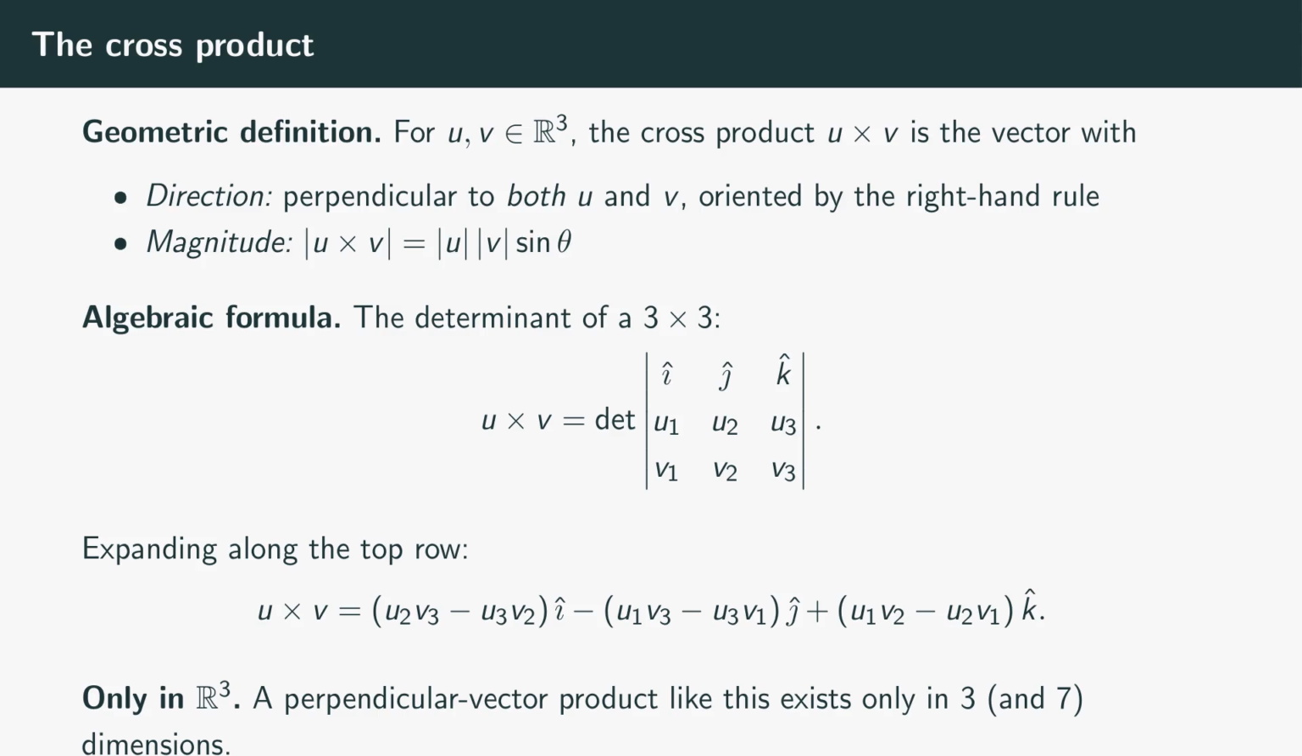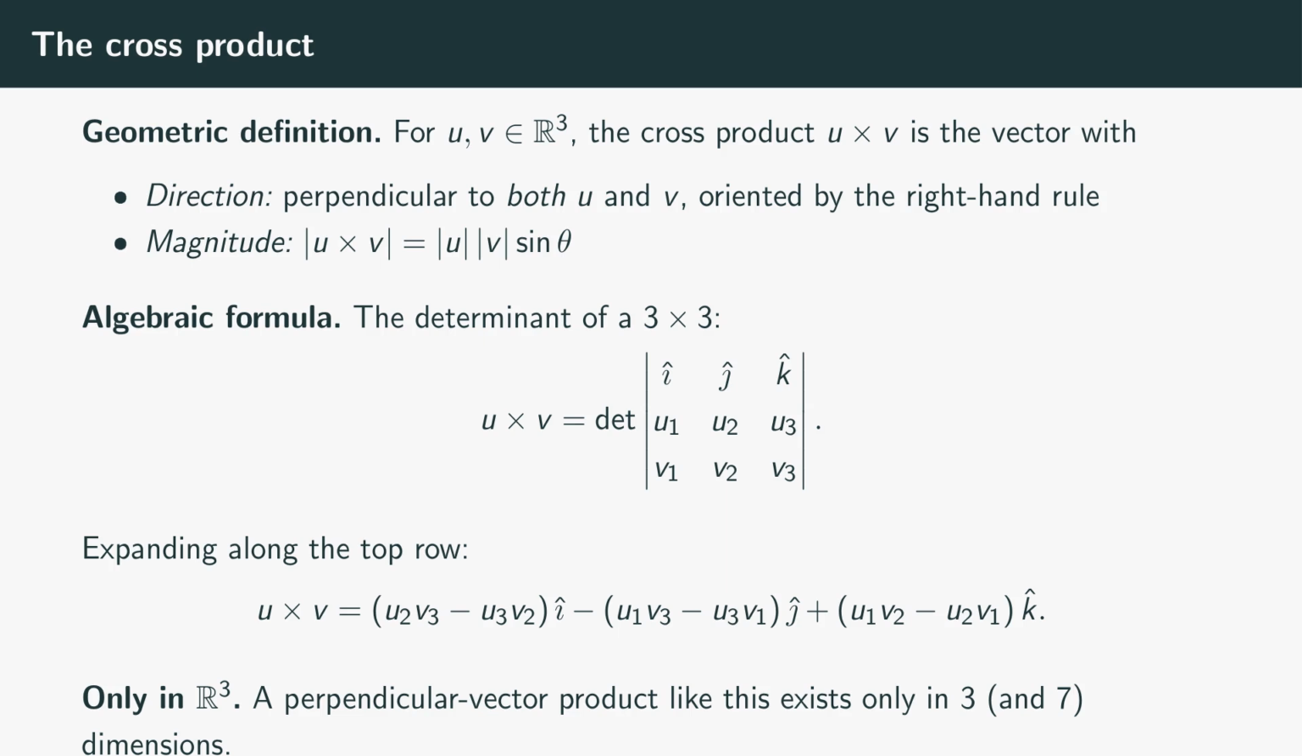Now the second, stranger product. The cross product of two vectors in three-dimensional space is itself a vector, u cross v, with two defining properties. First, u cross v is perpendicular to both u and v. Out of two vectors comes a third, sticking straight out of their common plane. Which of the two perpendicular directions?